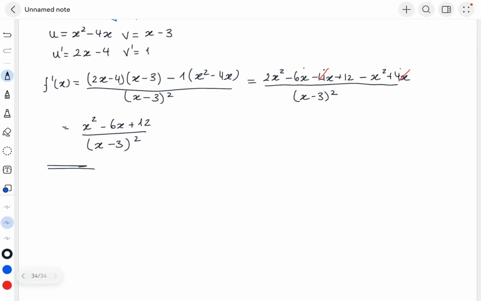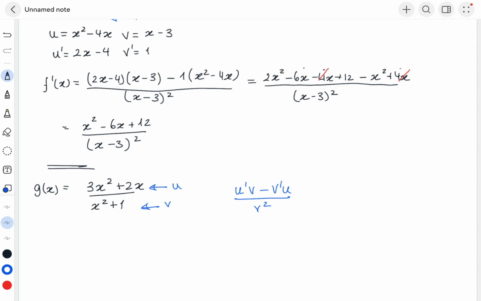Let's do a third one. g of x is 3x squared plus 2x over x squared plus 1. As we said, the numerator is u, the denominator is v, and we use u prime v minus v prime u all over v squared. So our u is 3x squared plus 2x.